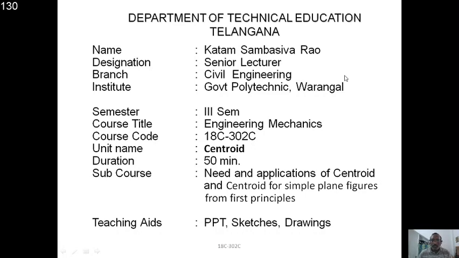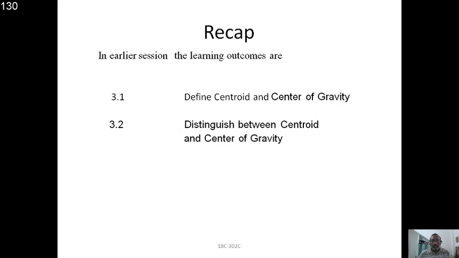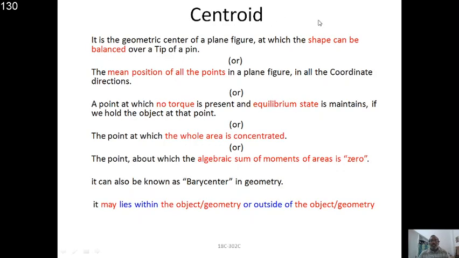So before starting this session, I would like to recap the earlier session. In that session we defined the centroid and center of gravity, and we also differentiated between centroid and center of gravity, and we know the term center of mass along with these. So basically, a centroid is a geometric center for a plane figure so that the shape can be balanced.